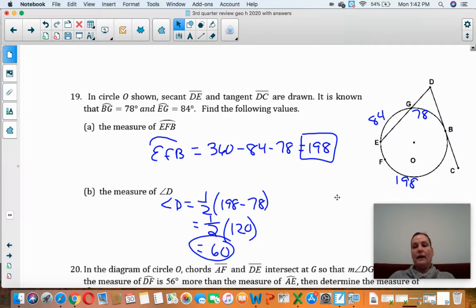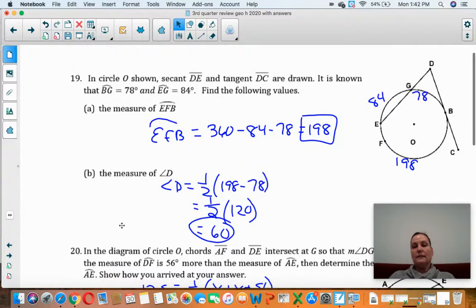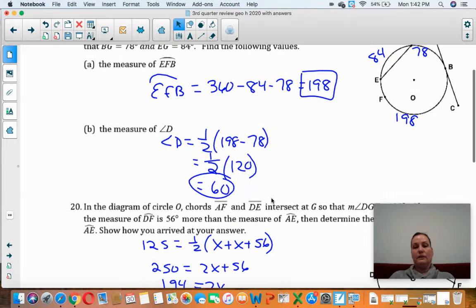Now, once I have that arc, I can do part B. Part B wants me to find angle D, which is outside the circle. It's 1/2 the difference of the arcs. It's always the bigger arc minus the smaller arc, and it's the arcs that are included between the sides of that angle. And that comes out to be 60 degrees.